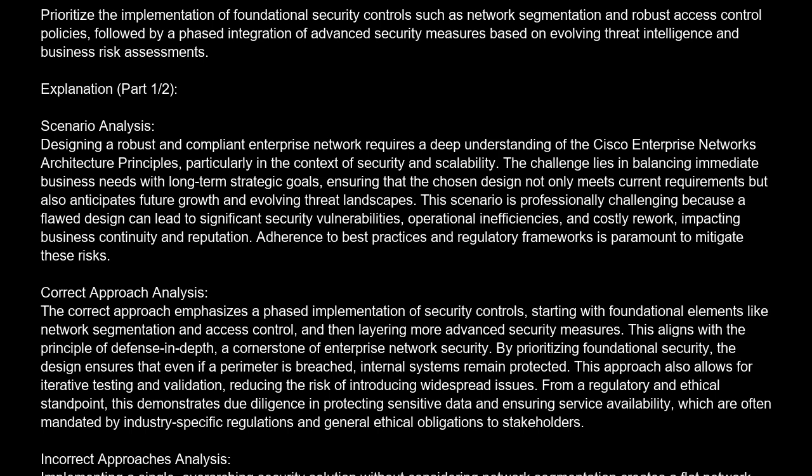Correct approach analysis. The correct approach emphasizes a phased implementation of security controls, starting with foundational elements like network segmentation and access control, and then layering more advanced security measures. This aligns with the principle of defense in depth, a cornerstone of enterprise network security. By prioritizing foundational security, the design ensures that even if a perimeter is breached, internal systems remain protected. This approach also allows for iterative testing and validation, reducing the risk of introducing widespread issues.